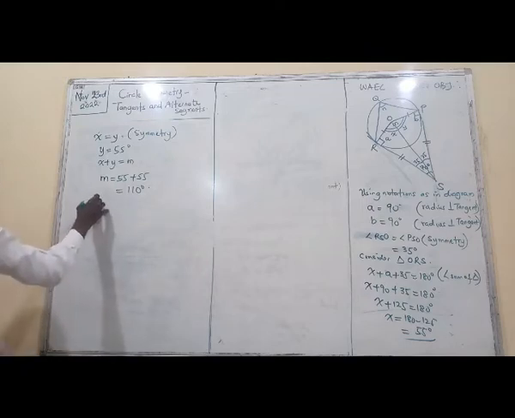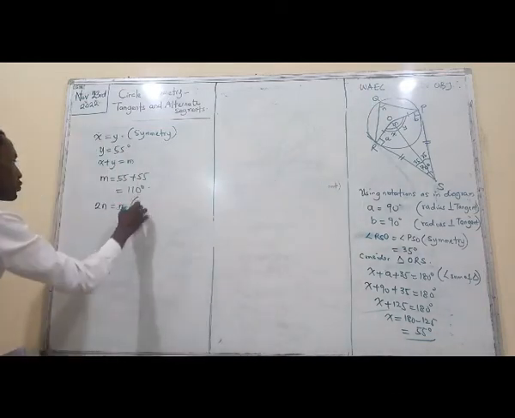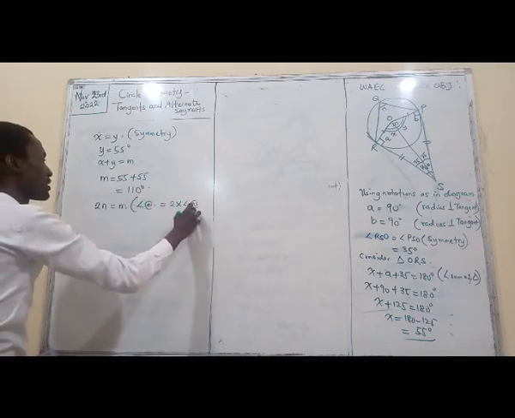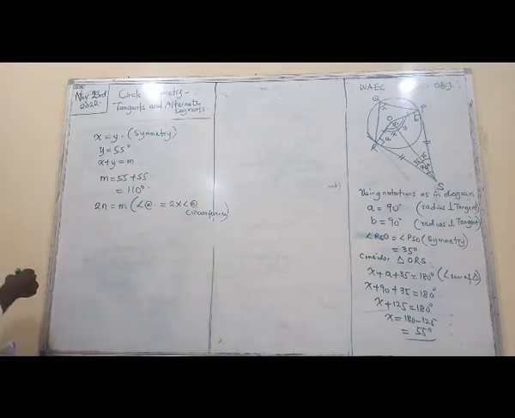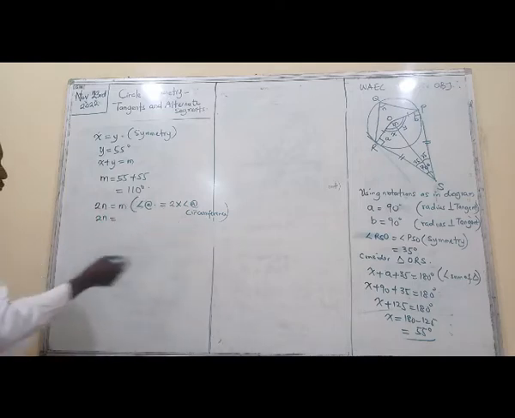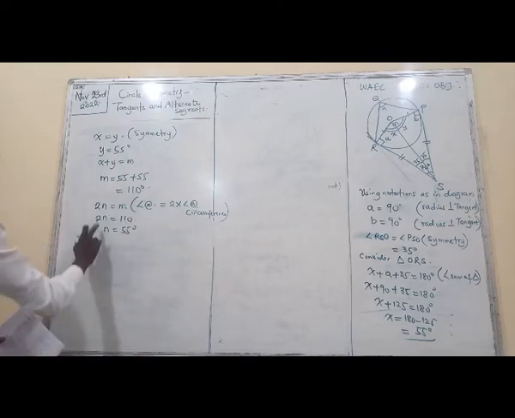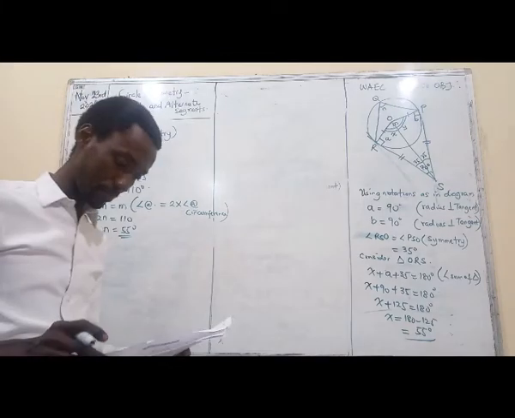So what would N be equal to? There is a rule that says that 2 times N will be equal to M. And what is that rule? The angle at center equal to 2 times angle at what? Circumference. So if that is understood, it means 2N will be equal to 110 and N will be equal to 55 degrees. How did I get that? Divide both by 2 and you obtain that answer. So N will be equal to 55 degrees. And we are through with that question.